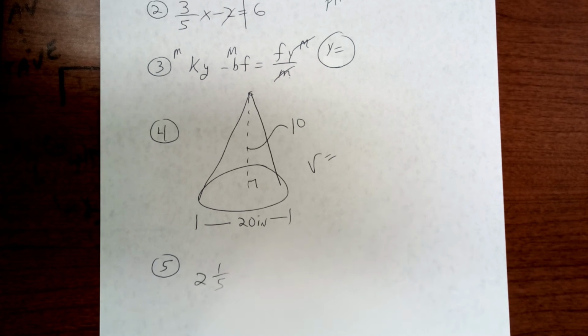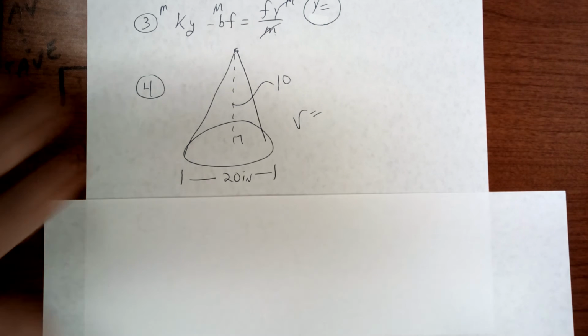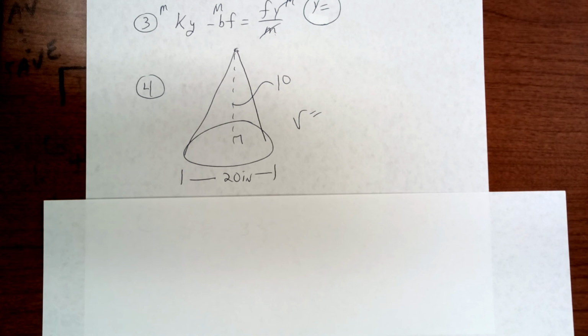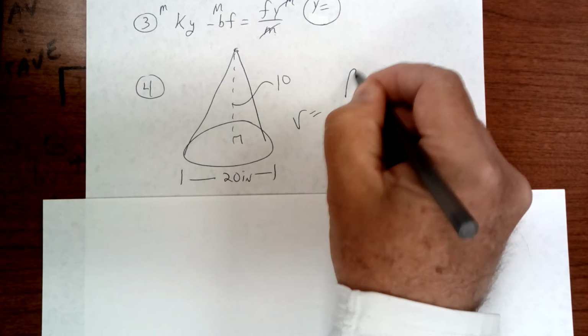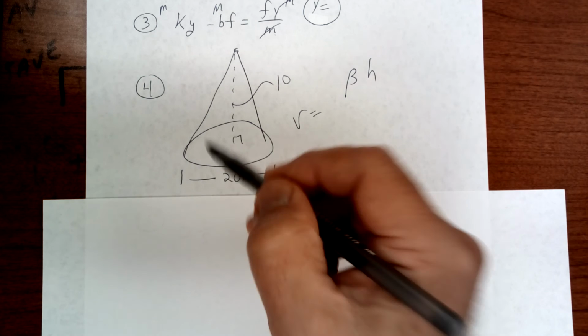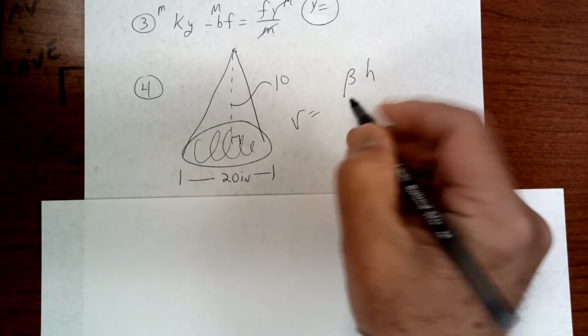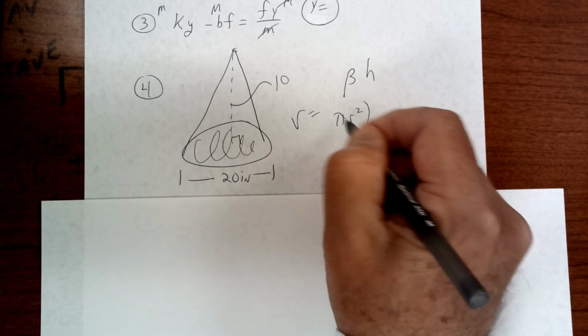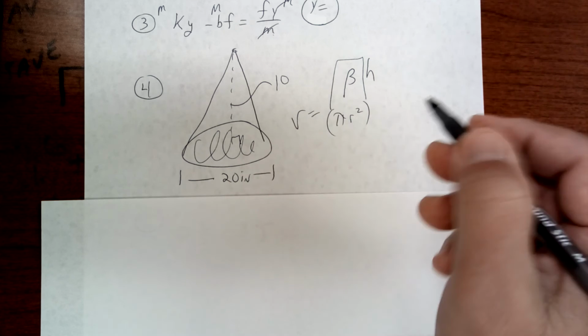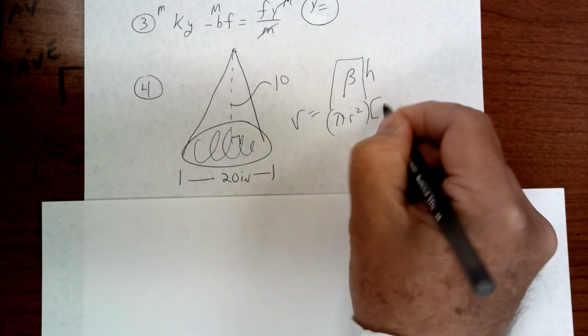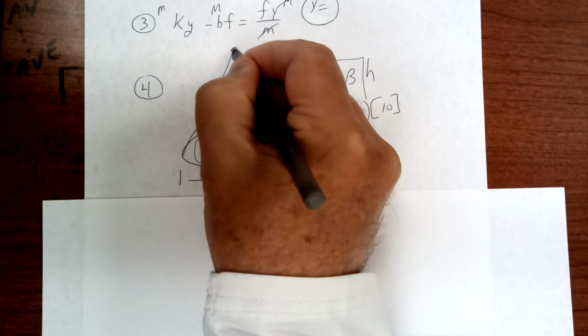Try this one right here. Draw the diagram. Now volume is big B times h. And big B is the bottom. So the bottom is a circle. So it's pi radius squared is big B. The height of this thing is 10. But since it comes to a point, you must divide by 3.